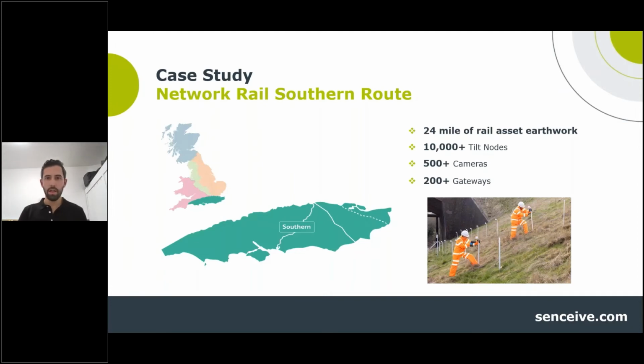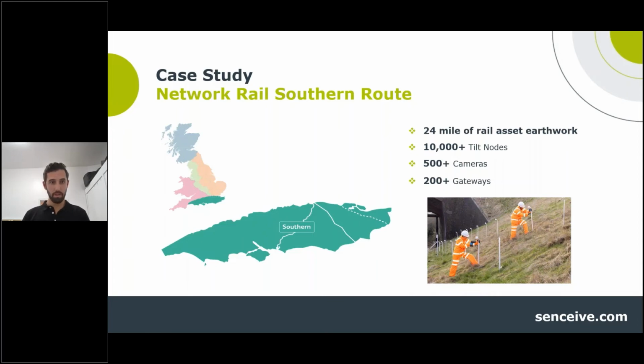So some case studies, I'll run through these. Network Rail, certainly the biggest deployment worldwide of this technology. The Network Rail southern route, 24 miles of this rail asset, has over 10,000 tilt nodes deployed along the slopes, 500 plus cameras and 200 plus gateways, all managing that situation which we saw before. They have a lot of issues with their Victorian era cuttings where they are failing. So there was a very big buy-in on this by Network Rail because they really saw the advantage of having this remote monitoring technology, the visual verification, all without having to have inspectors on site all the time.